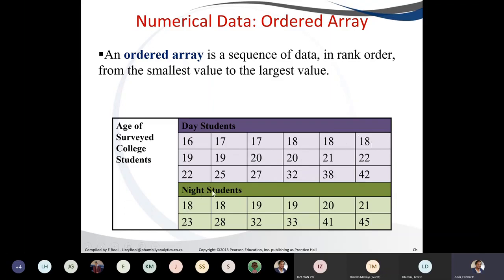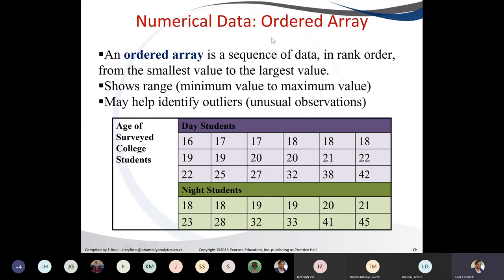And if I look at the night school, I can see that at night we start with the youngest night student, who is 18 years, whereas in the day it was 16. I can see that the highest one, or the oldest person in that group, was 45, whereas in the day it was 42. And I can see that this looks smaller than the average of your day students, but it doesn't give you much. So we can take this data and visualize it in a different way, for which we can use a stem and leaf plot.